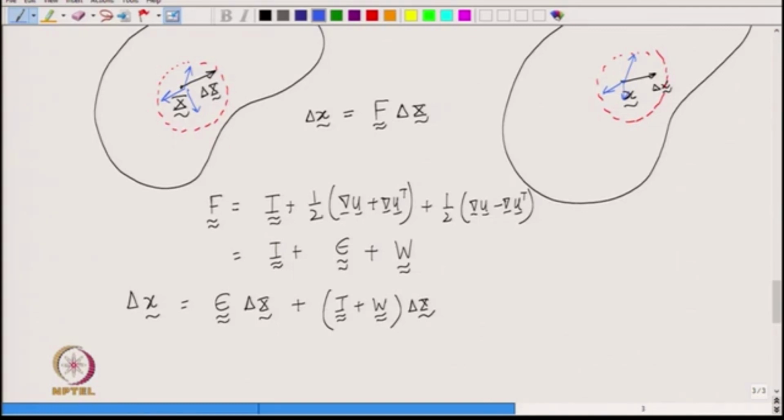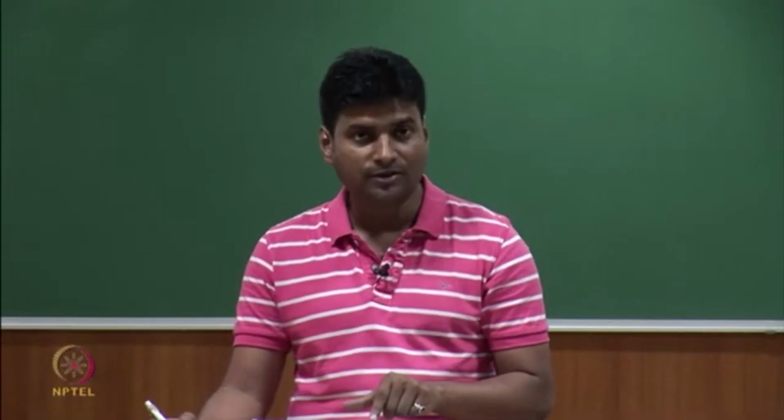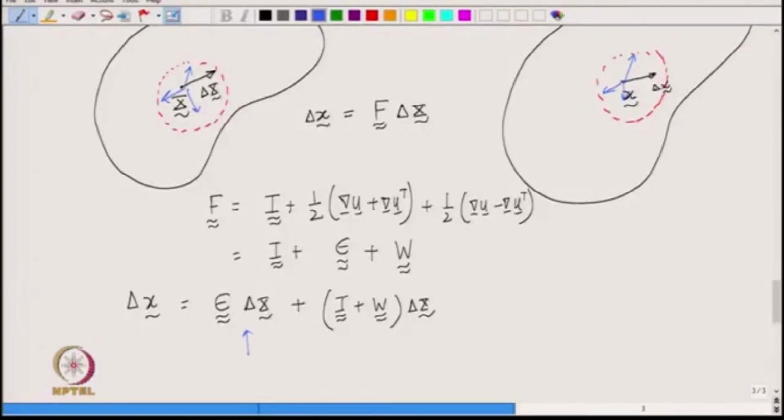So, from the formula that we have in the bottom, you see the first term is epsilon times delta big X, and epsilon is the strain tensor. So, the first term is basically responsible to strain the neighborhood of big X. So, you have several line elements around big X. The first term is responsible to generate strain. So, it generates longitudinal strain, shear strain, volumetric strain, everything is generated due to the first term here. So, this first term.